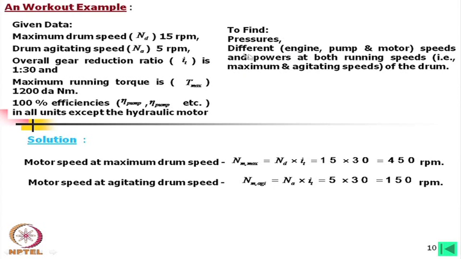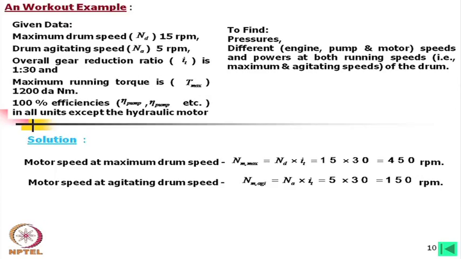Now, what we have to find are the pressures, different speeds of engine, pump, motor, etcetera, and powers, and we also have to draw the circuit. Now, motor speed at maximum drum speed is 15 into the transmission ratio 30, which is 450 rpm. That means this is the maximum motor output speed, while it is mixing or maybe discharging.